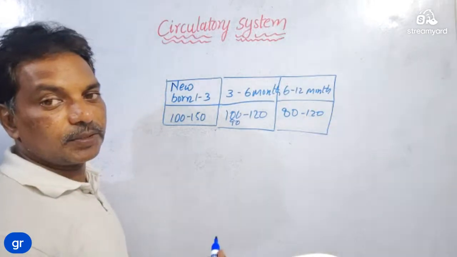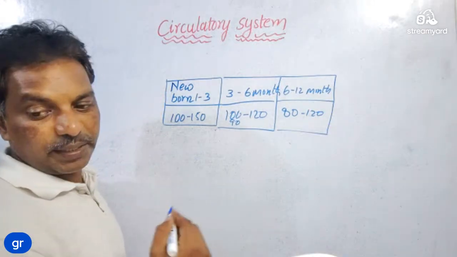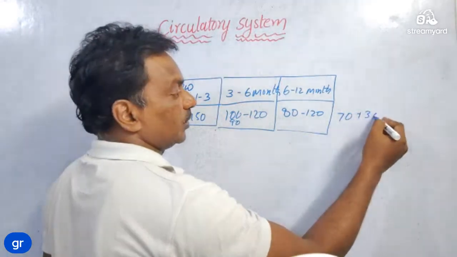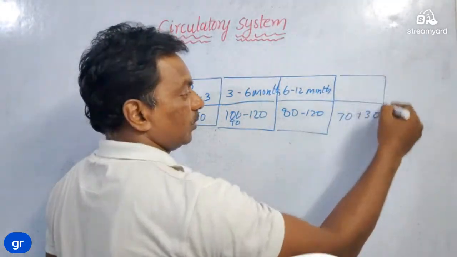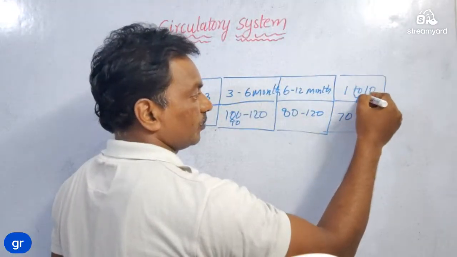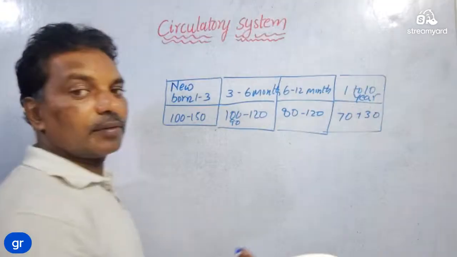Okay. Next, 1 year to 10 years. It is 70 to 130. Next what?